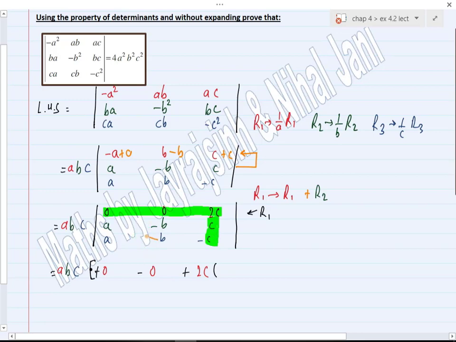Now let's cross multiply. b with a will give us ab, minus a with minus b will give us minus ab. So here we'll get ab plus ab, which will be 2ab. So here we'll get 4 times a square, b square, c square, which is the required right hand side. Ta-da!